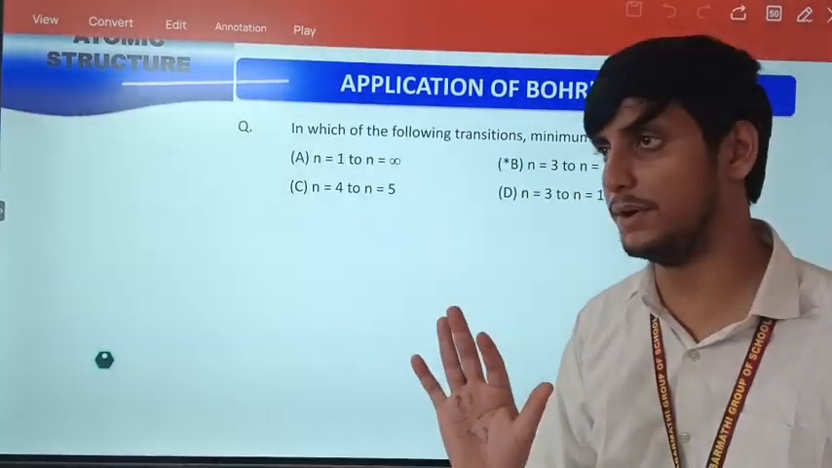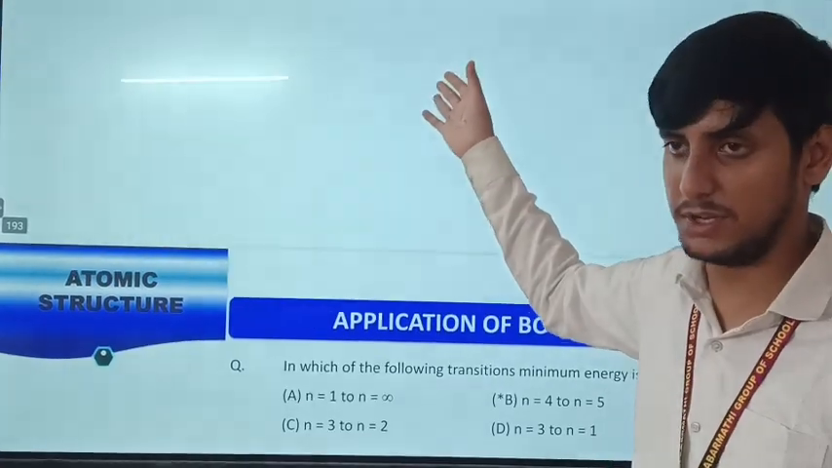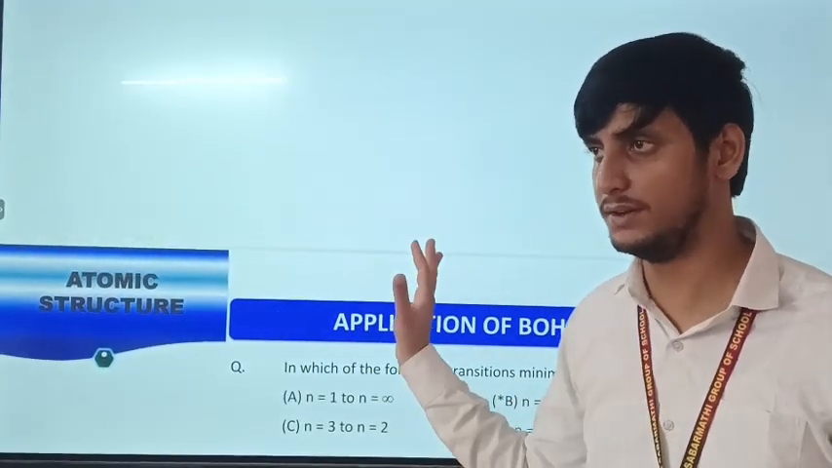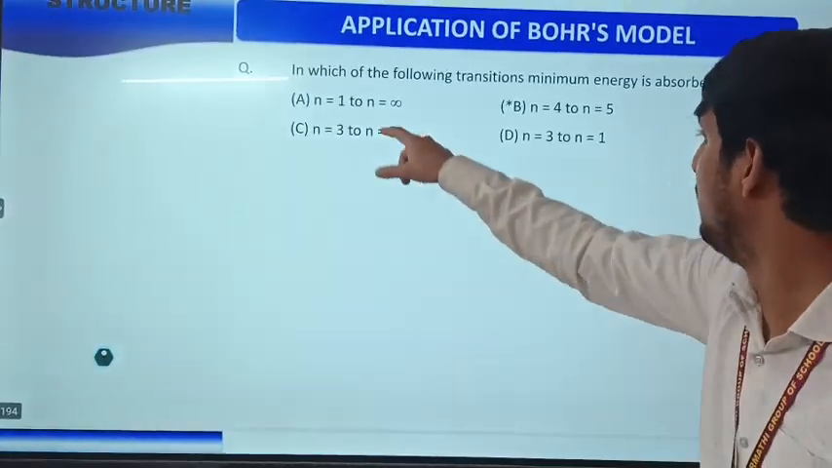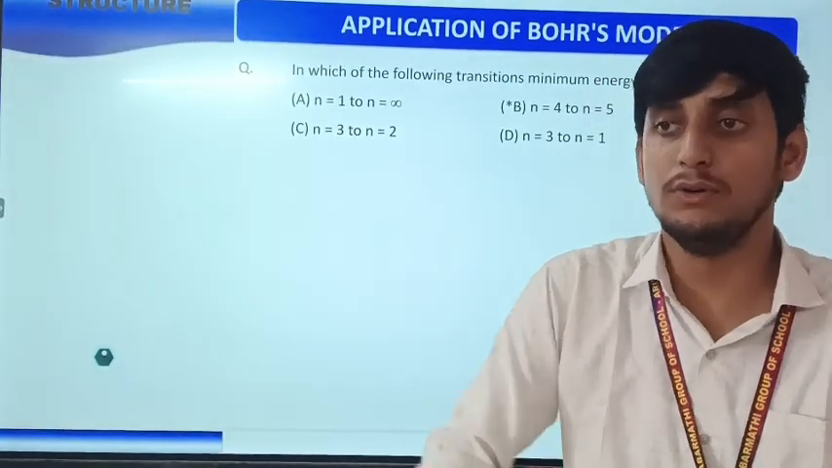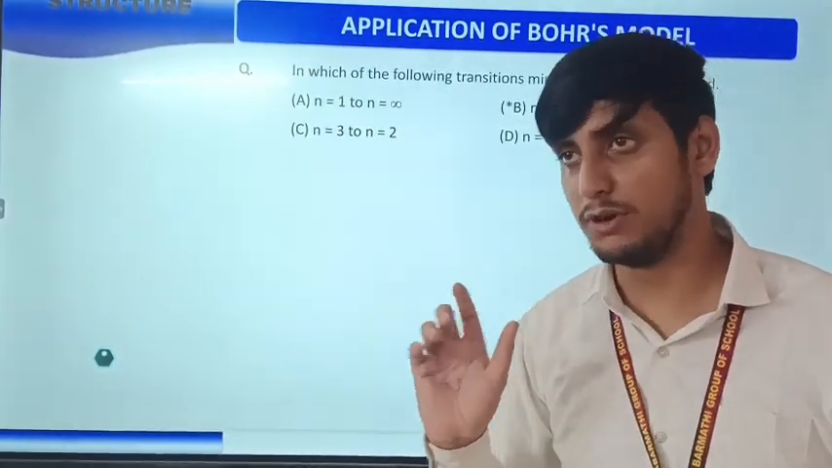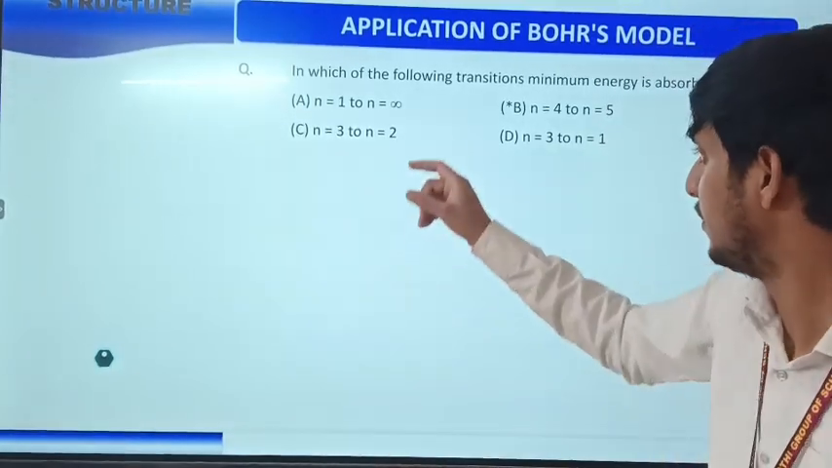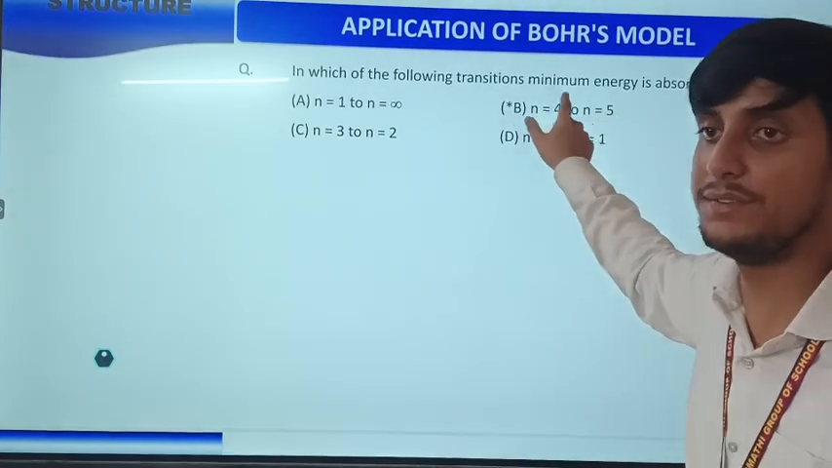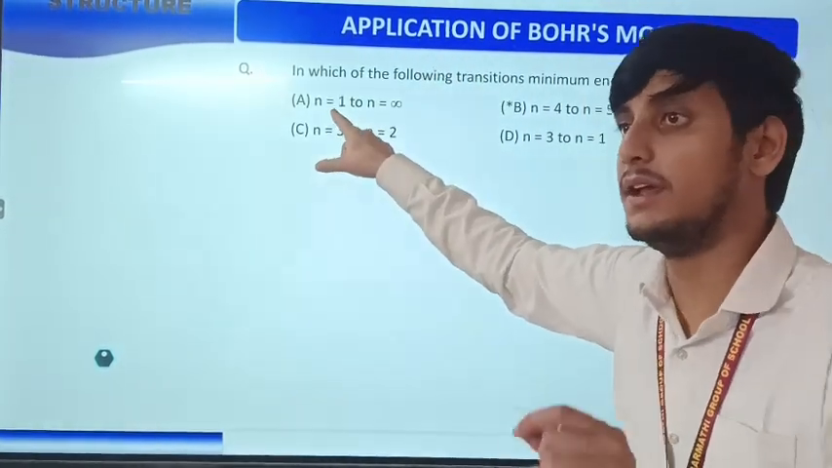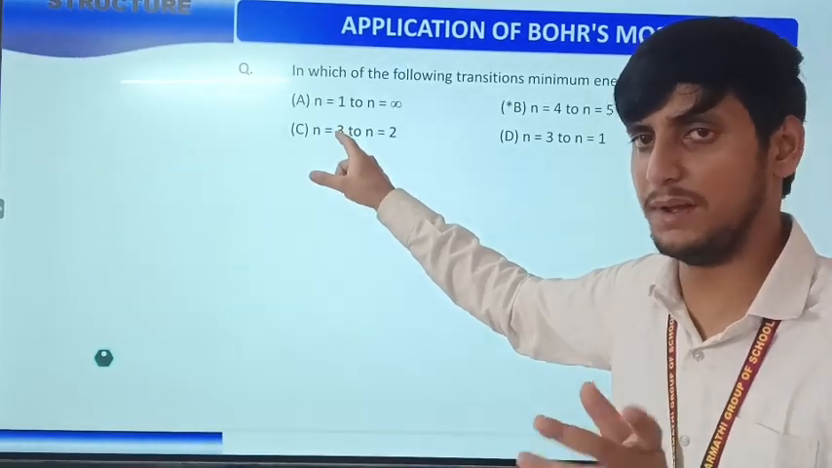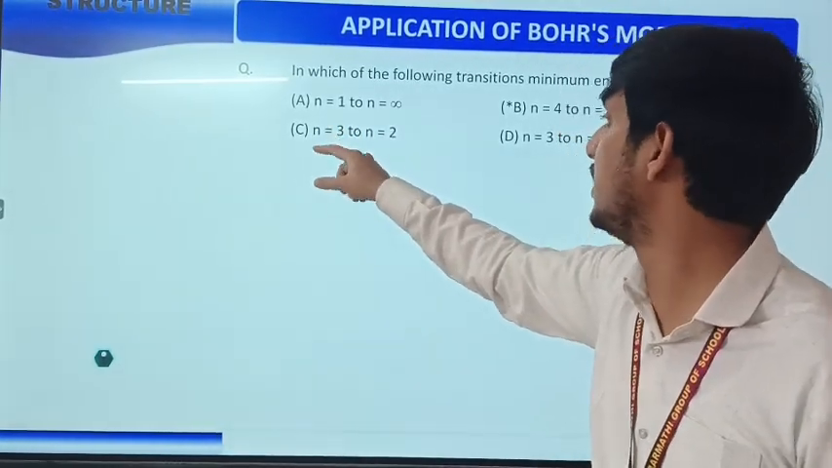Second option. Understood, everyone? This type of question is asked three times in NEET, and in JEE also three to four times. Which of the following transitions absorbs the minimum energy? Now check lower to higher, since energy absorbed means lower to higher. First, n1 to infinity is energy absorbed, but it is the maximum. Check and compare. Third, n3 to n2.